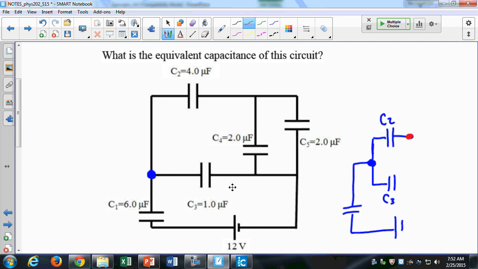So this junction here is the same as this junction. And then I have two capacitors. Let's just write the name of the capacitor for now. This will be C4, and this is C5. And then these come back together. So this junction right here is like this junction right here. It's where these two capacitors come back together. And then everything goes back to the battery from there.